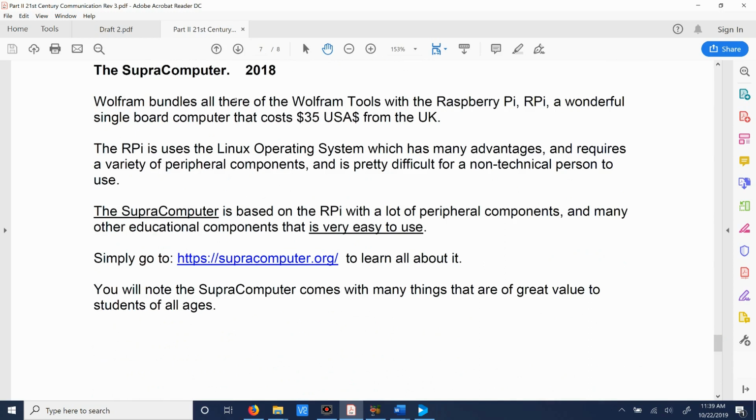Now here's how it came about. Stephen Wolfram bundled all of the Wolfram tools that we just talked about with what's called the Raspberry Pi. You can go look it up. I just call it RPI here for shorthand. And this is a wonderful little single board computer that only costs $35 USA dollars. It comes out of the United Kingdom. And for whatever his motive, he bundled all of these Wolfram tools with it. He was asked once why he did it, and as I recall, he just said, well, because I wanted to. I think he believes that this is going to transform how the new generation deals with computers and each other.